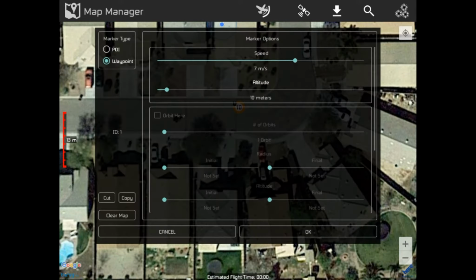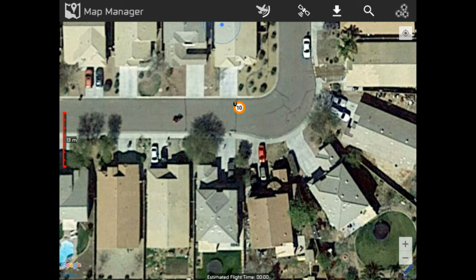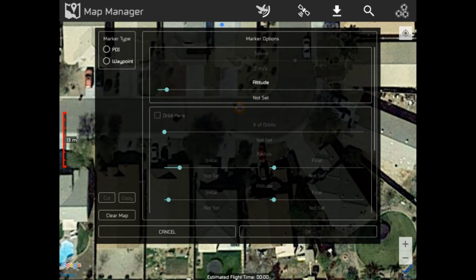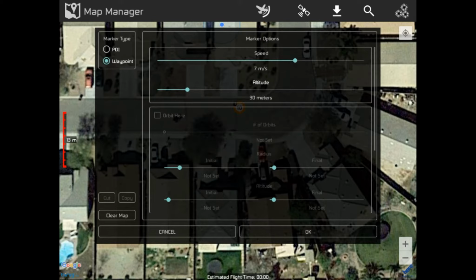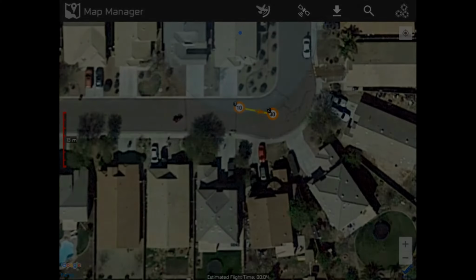Now we're going to make our departing waypoint right here, and that's going to be a waypoint, and we're going to set that at 30 meters? Yeah, 30 meters would be about 98 feet, so we're going to go 30 meters. Okay. And we want it to travel at 7 meters per second. Okay, so we got a waypoint to start from.